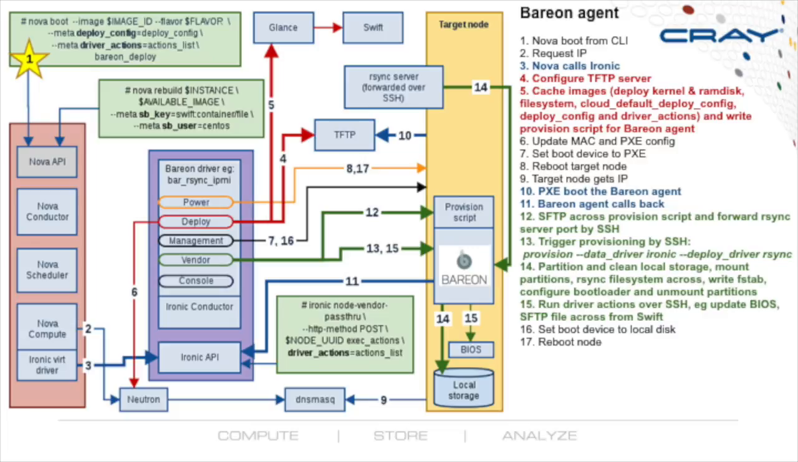This is an overview of how the Bareon agent works. At first this looks like a bit of a rat's nest, but it's not too different to the diskless boot in the first half. You can initiate the process by calling nova boot again, and you specify the operating system image that you wish to deploy as an argument to nova boot, along with a deploy config which defines the partition schema that you want on the node. And this can be fairly complex in many cases.